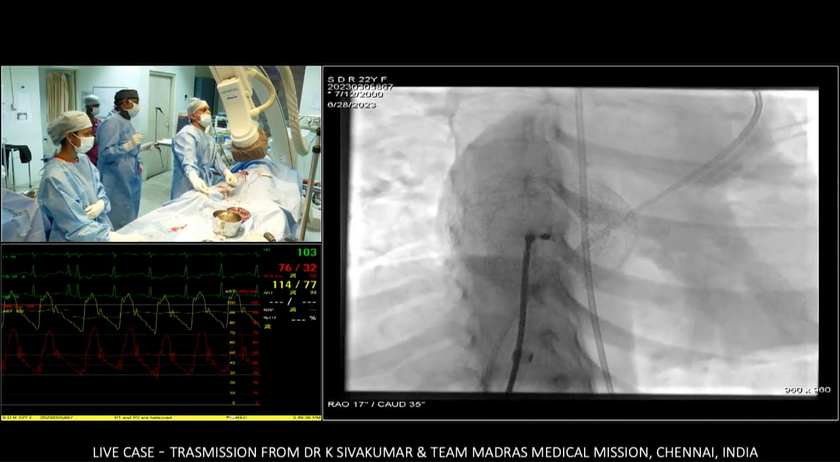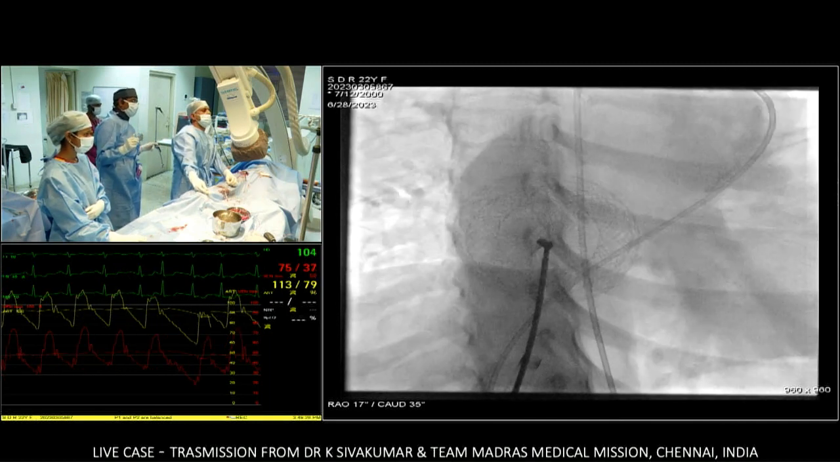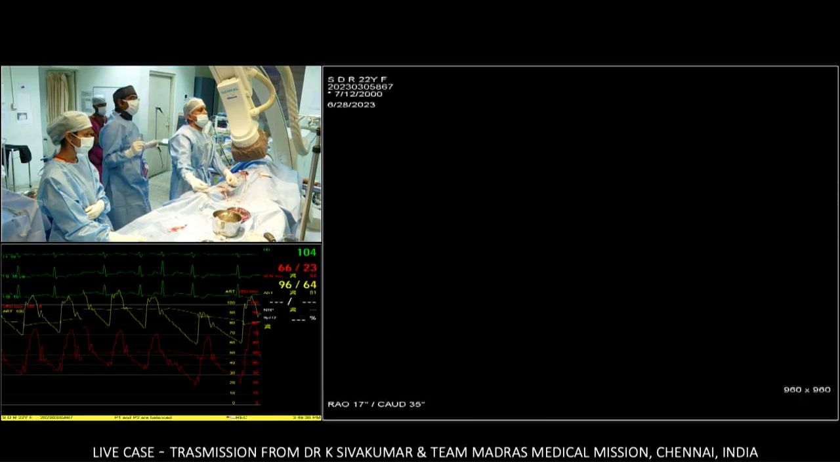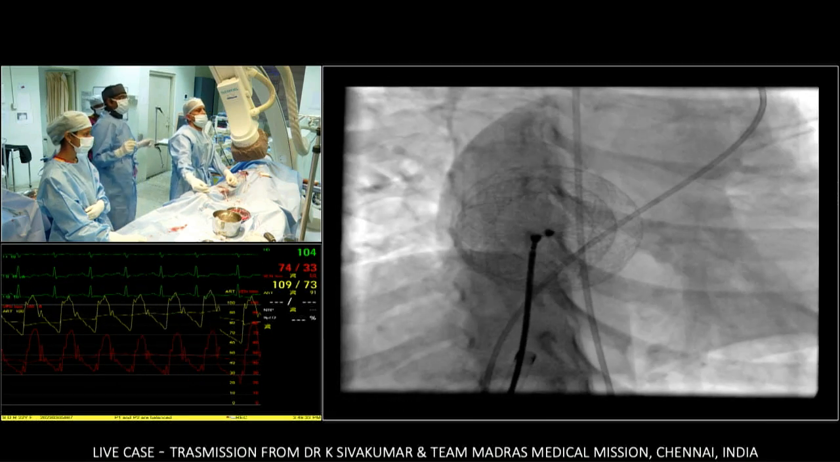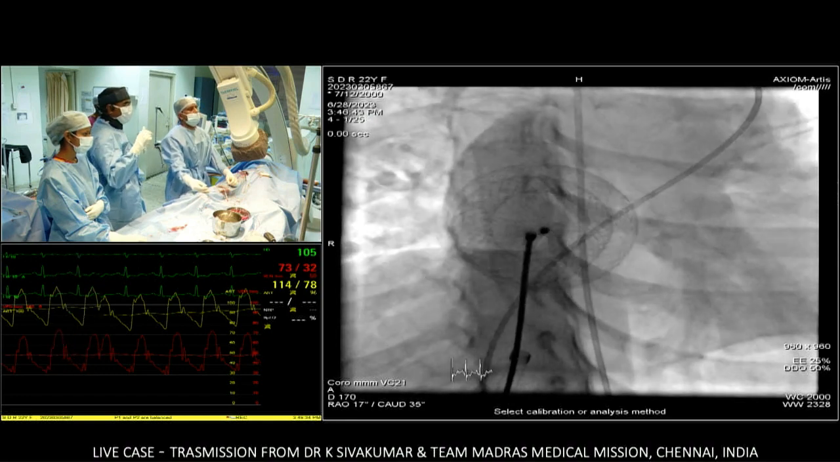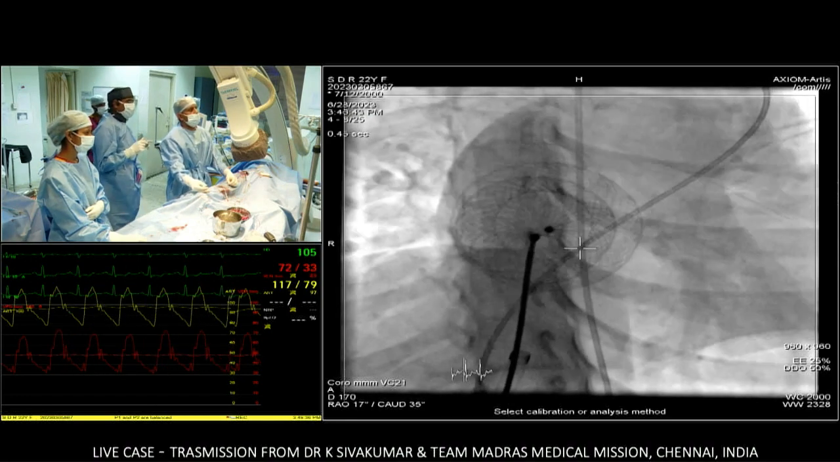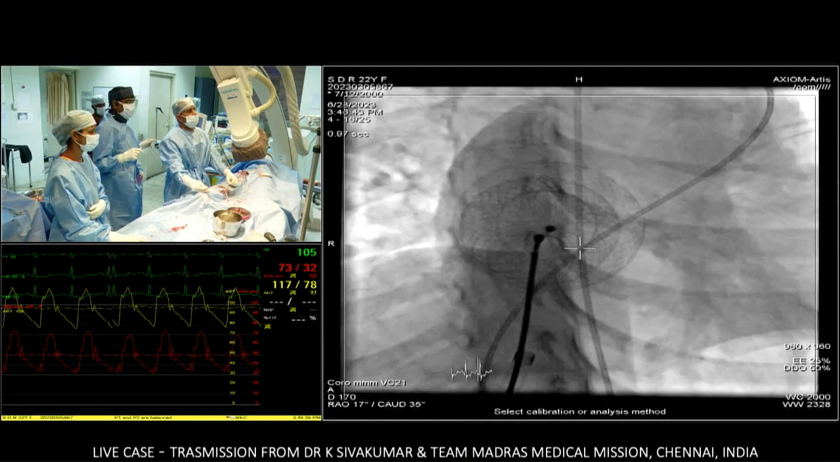Leave the breath. Now take a deep breath. Okay. What we are seeing, the fenestration is actually on the inferior side. You see the cable, and below the cable is the fenestration.